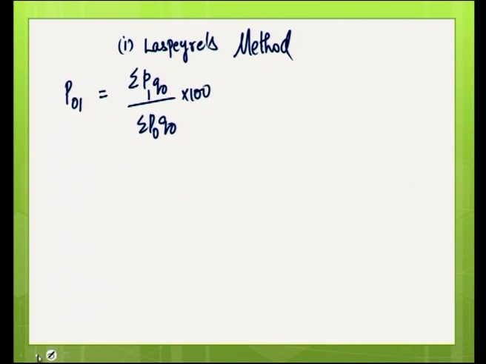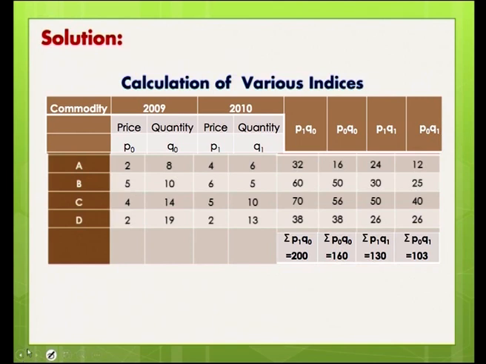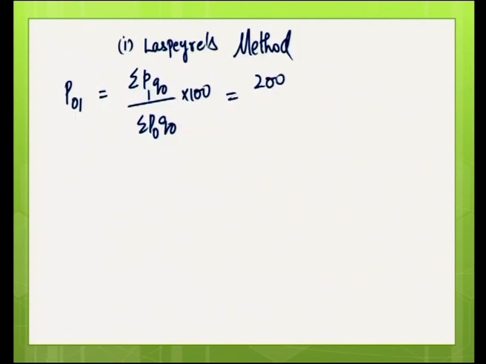So, now we will apply Laspeyres' method and calculate the index numbers. By Laspeyres' method, P01 is equal to summation P1 Q0 by summation P0 Q0 into 100. Always 100 should be multiplied to represent it as a percentage. So, just look at what is P1 Q0. P1 Q0 is 200 and P0 Q0 is 160. This value is 200 divided by 160 into 100, which is equal to 125.